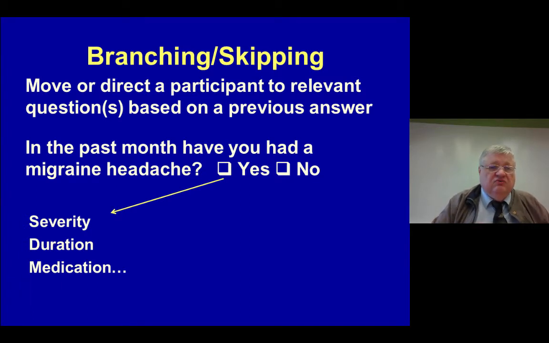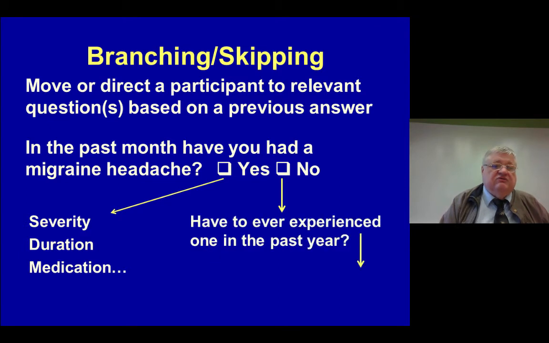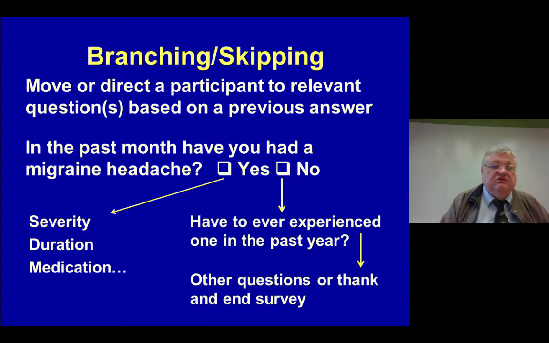If they say no, you may want to ask them the question, have you ever experienced one in the past year? It should be have you, I should point out. And then ask them a series of questions, or they get directed straight to the end of the survey and thanked, because that group is not of interest for your study.